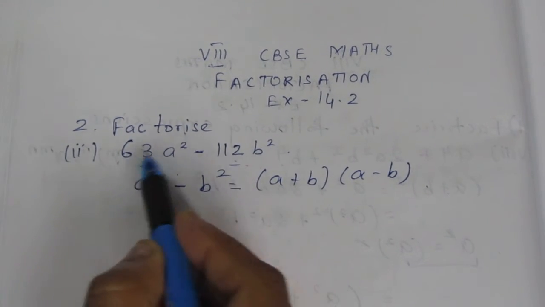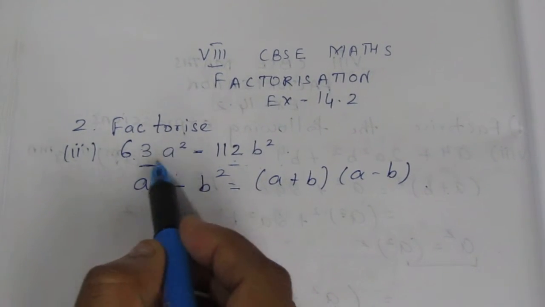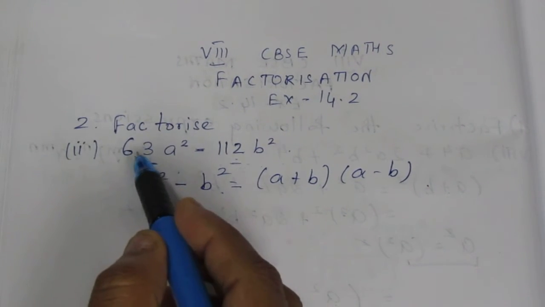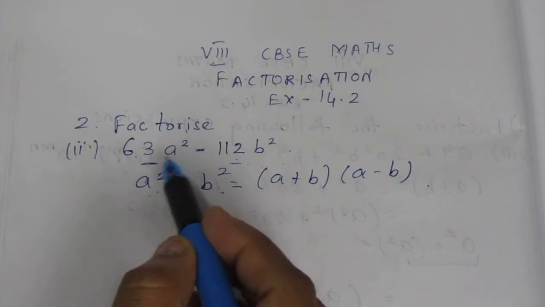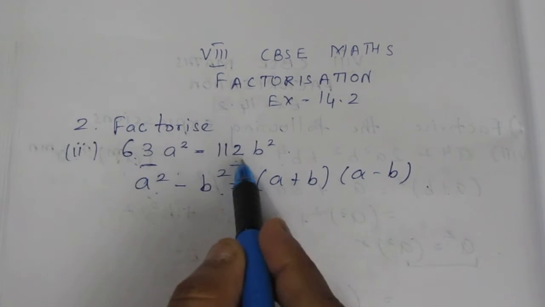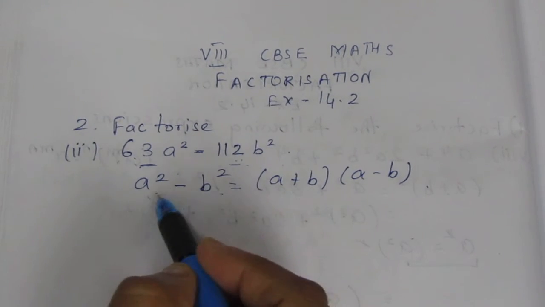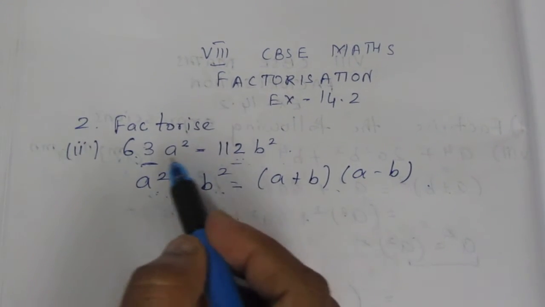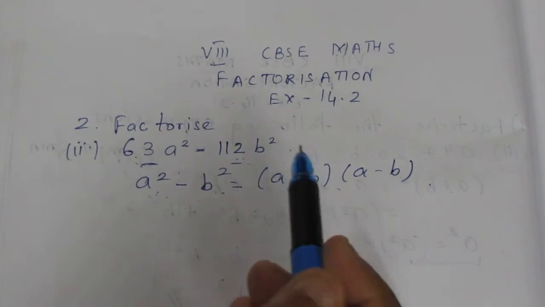But here, it is not a perfect square. Perfect square means if it is a whole square only, we can solve this. If it is 64, we can write it as 8a the whole square, because we know that 8 into 8 is 64. But here it's 63 and 112. We can't solve by this identity, so we can't factorize further this way.